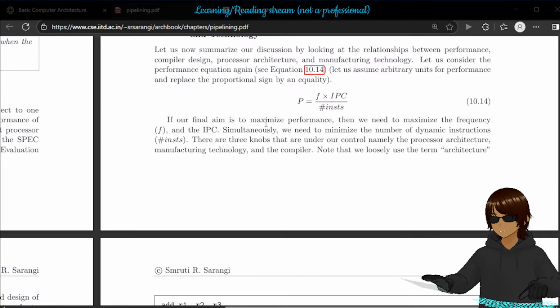If our final aim is to maximize performance, then we need to maximize the frequency and the IPC. Simultaneously, we need to minimize the number of dynamic instructions.